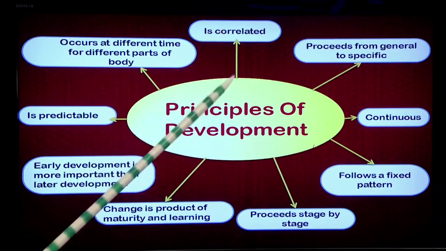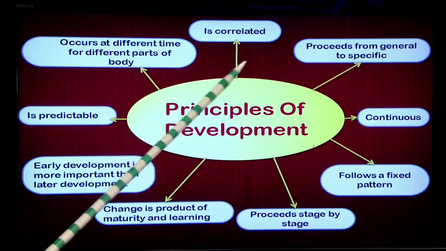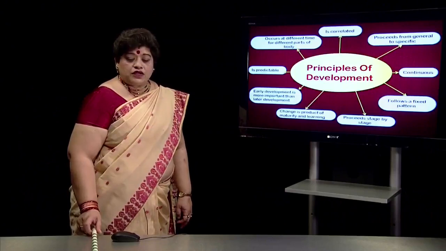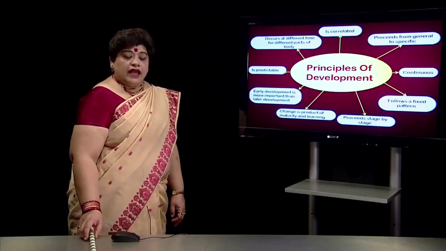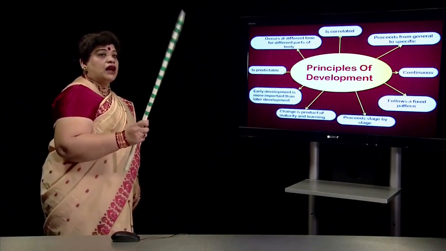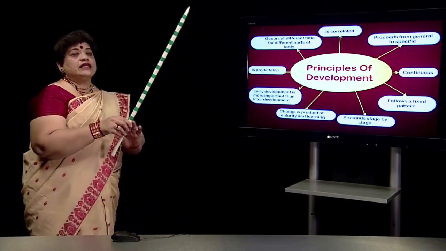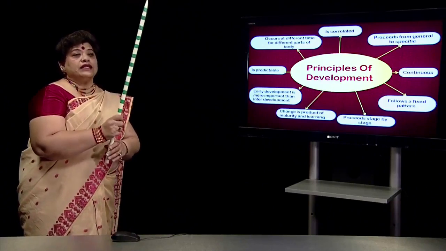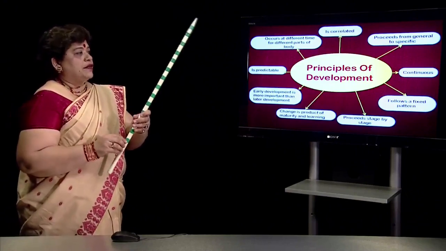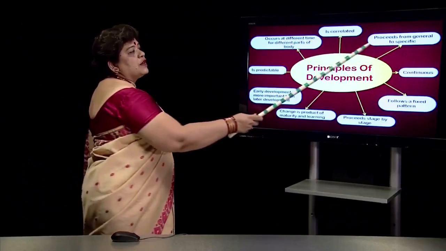It is correlated. All the different parts of the body as they are developing, all of them are correlated. It proceeds from general to specific. Today, if I ask a very small baby to pick up this stick, the tendency for the baby will be to hold with the full hand grasp. But as an adult, when I am picking, I may also hold it with only 4 fingers and support of my thumb. I don't need to hold the stick with my complete hand. So I am proceeding from general to specific. It is continuous. Development is happening.